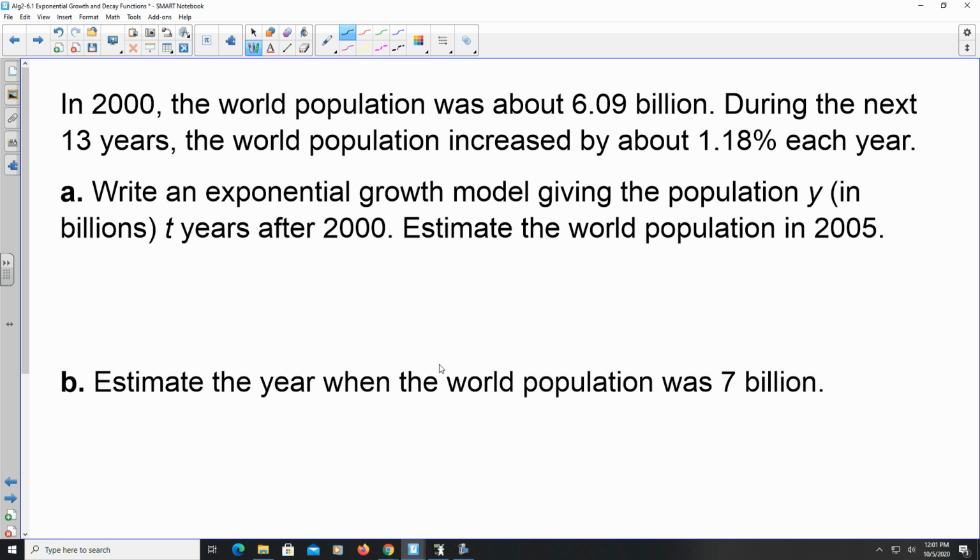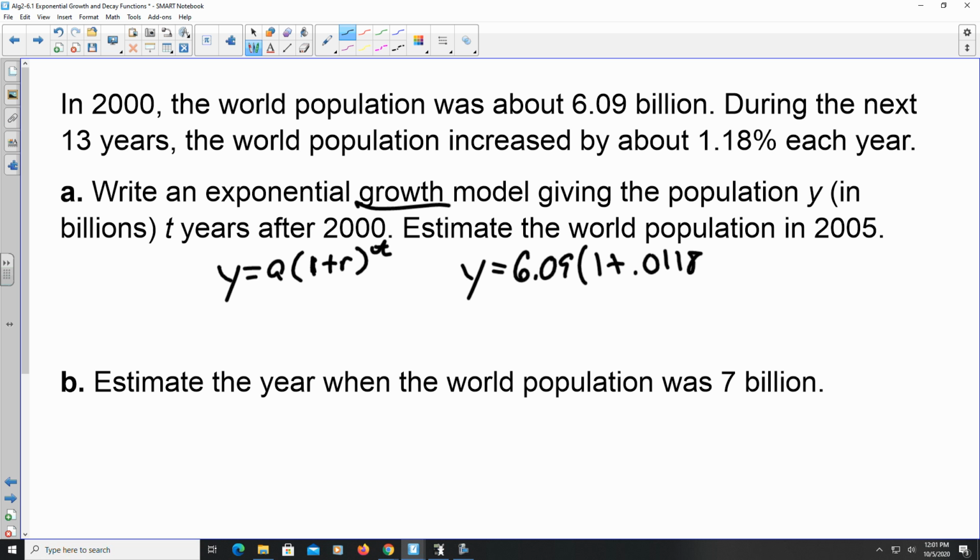So what you're going to do is, since they said it was growth, we're going to use y equals a times the quantity of 1 plus r raised to the t power. Because they have it in billions, it's going to be y equals 6.09 times 1 plus 0.0118, because you have to rewrite this as a decimal, and it's going to be raised to the t power.